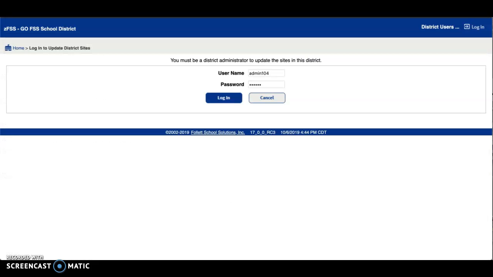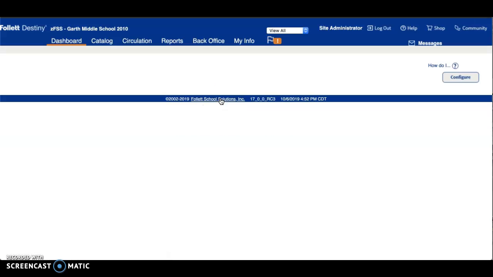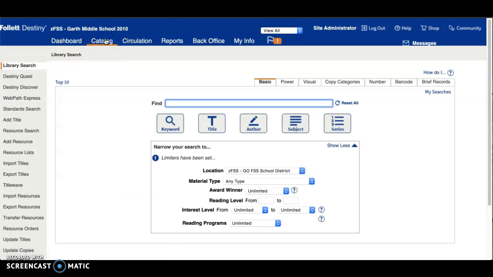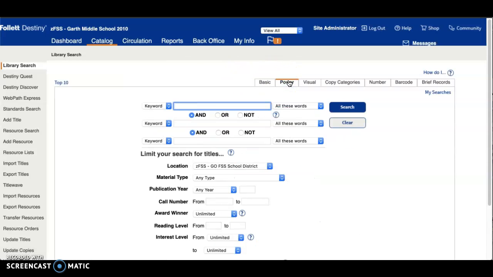If we go to Destiny, we will log in and we'll have the catalog here. You can see here it says keyword, title, author, subject, and series. Here is the location of where the material will be located. Here's basic, and then here is power. Again we have keyword, title, author, subject, series, and note as well. And then here it says all these words. That's what I meant by word choice on your cheat sheet. You can pick all these words, any of these words, or this exact phrase.